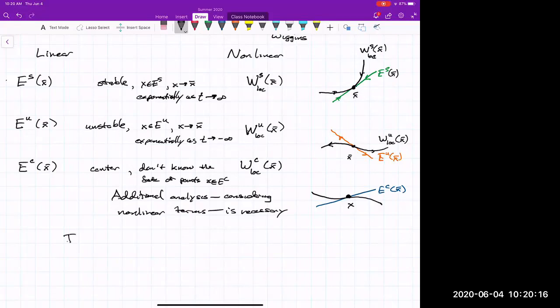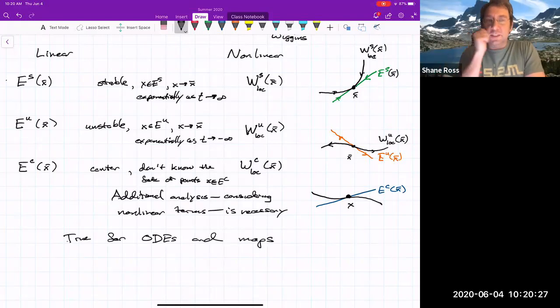Professor? Yeah. So if a system doesn't actually have any nonlinearity, can it still have a center subspace? If a system doesn't have any nonlinearity, yes. A linear system can have a center subspace. And it might be that because your system is only linear, you're able to conclude what happens just from that. But often what we're thinking of is we've got a fixed point or an equilibrium point in a nonlinear setting. Right, right.